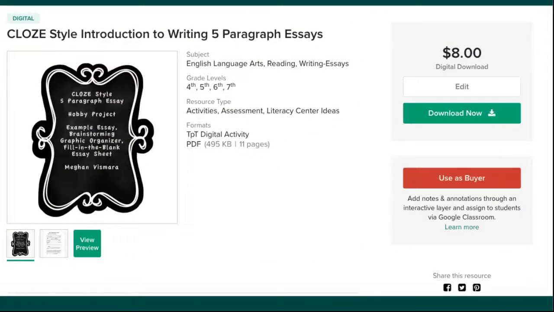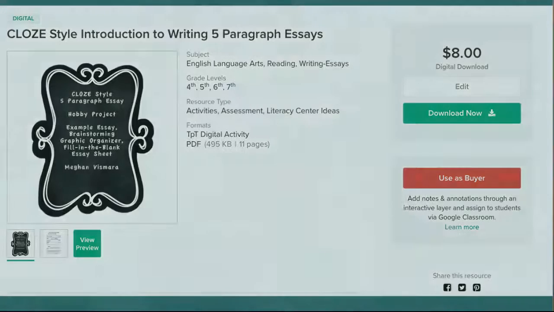Today, I am going to talk about specifically how I use this CLOZE style introduction to writing the 5-paragraph essay in my classroom. It's intended for really grade 5, but can be used maybe in grade 4. And if your students are really struggling with the structure of the 5-paragraph essay, they can use it in 7th grade. Note that the prices of this product are subject to change over time.